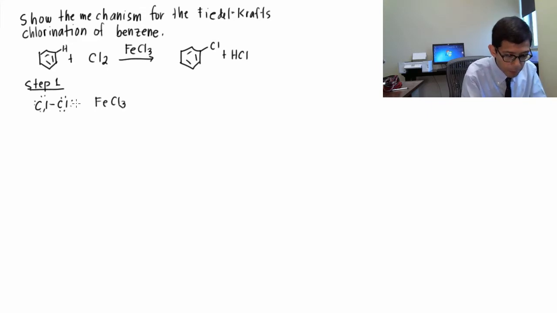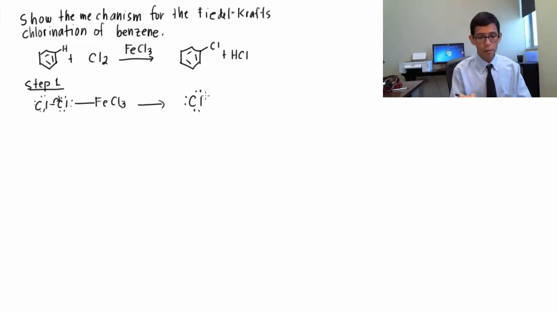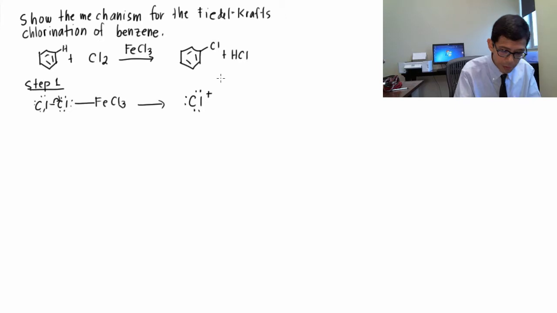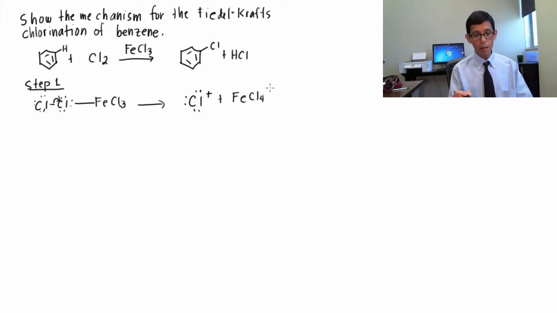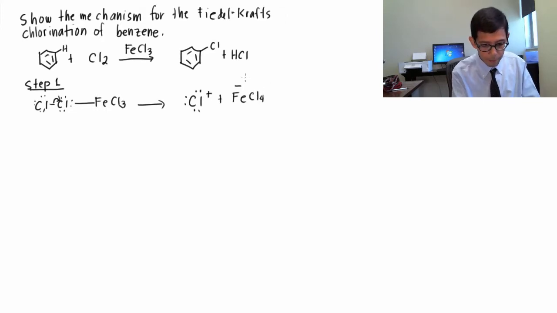That lone pair on one of the chlorines is going to coordinate with the iron, and that bond between the two chlorine atoms goes to the right chlorine as a lone pair, and this is what you get. You're left with a chlorine atom that only has 6 electrons around it, so therefore it will be positively charged, and you produce FeCl4. And now you have a negative charge on that iron. Good, so now we have our electrophile, which is the Cl+.